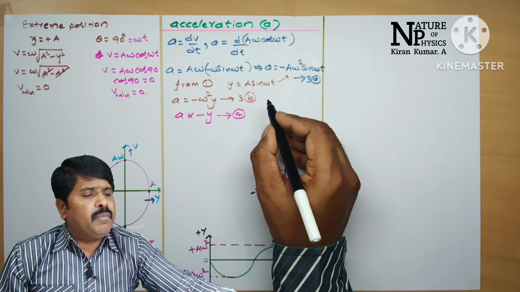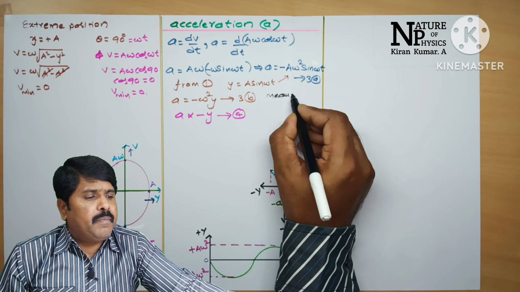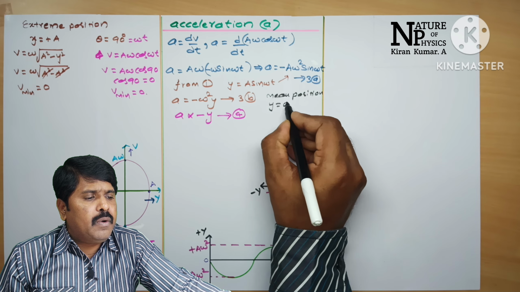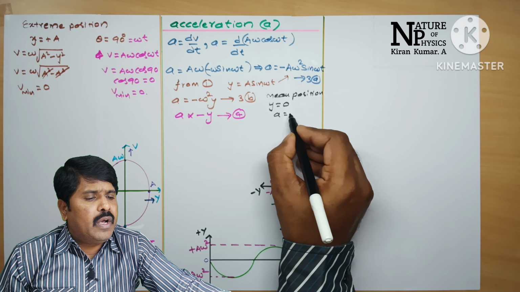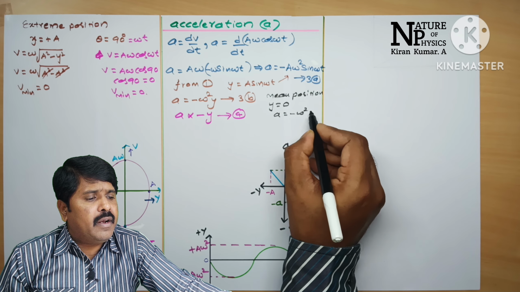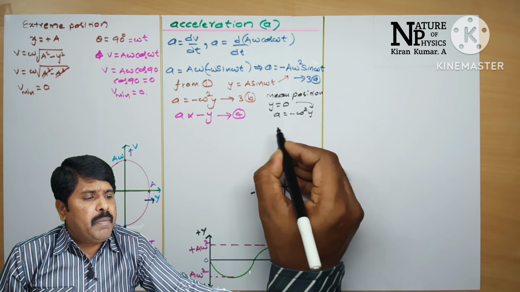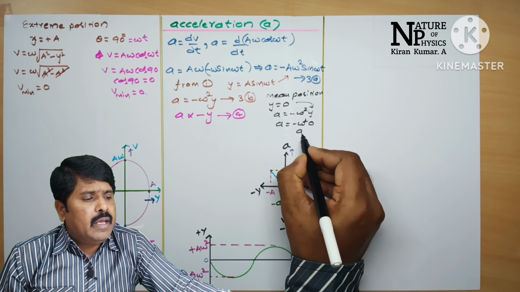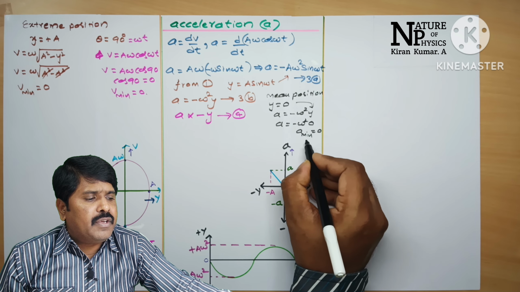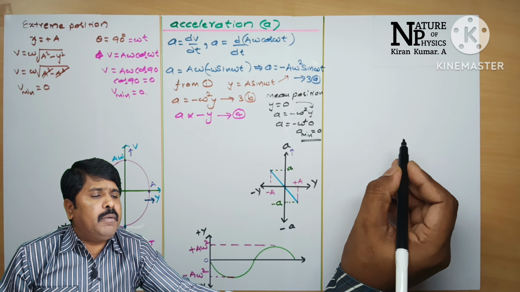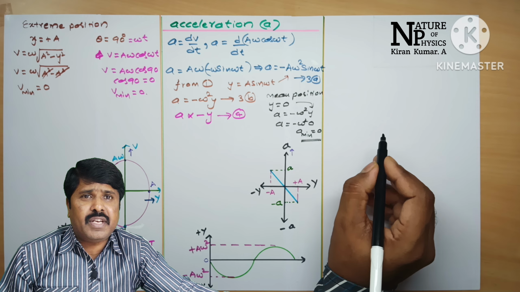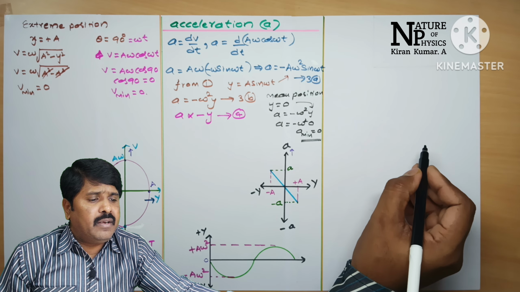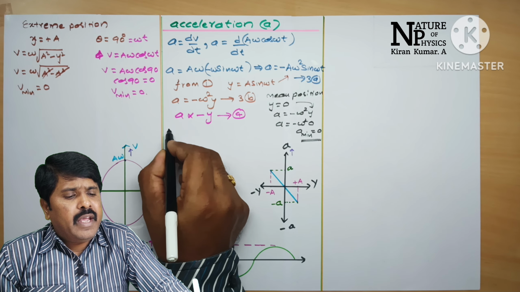First I am going to write about the mean position. At the mean position y is equal to 0, so a is equal to minus omega square y. Replacing the y value, a is equal to minus omega square into 0. Minimum acceleration is possible at the mean position. At the mean position velocity is maximum and acceleration is minimum. Then I can represent the extreme position.